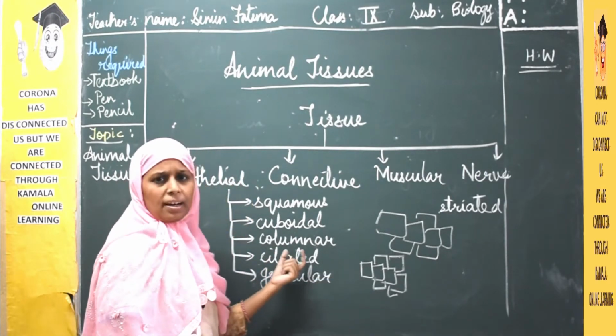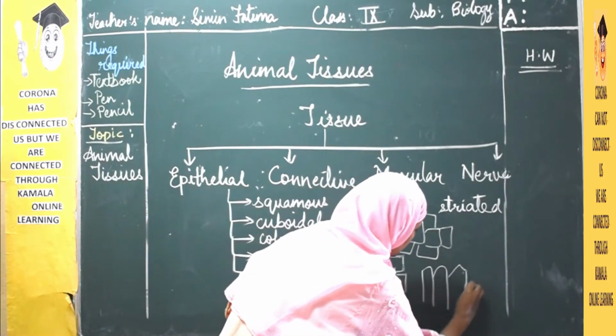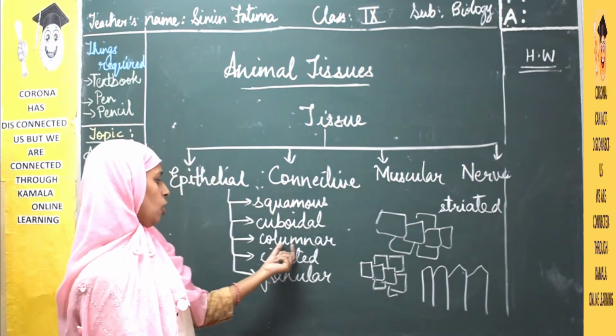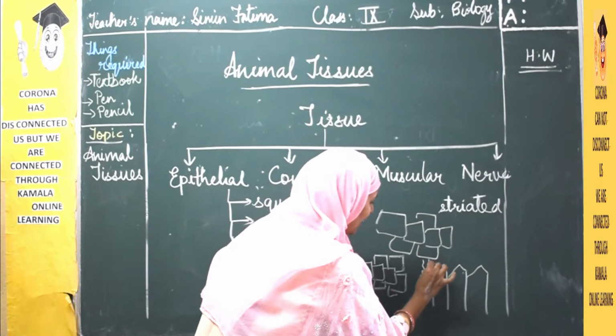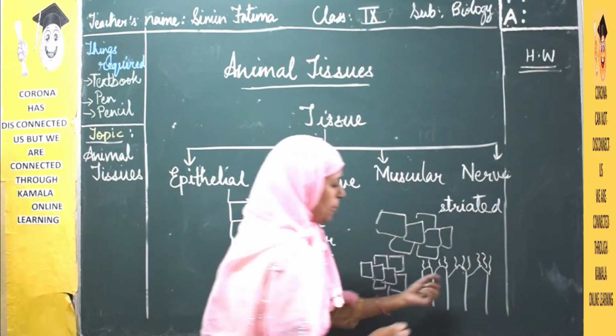Next one is columnar. Again, from the name, it's very clear. It will be a column-like structure. That is columnar tissue. Ciliated tissue. On the column, if a hair-like structure is present, that is the ciliated epithelial tissue.